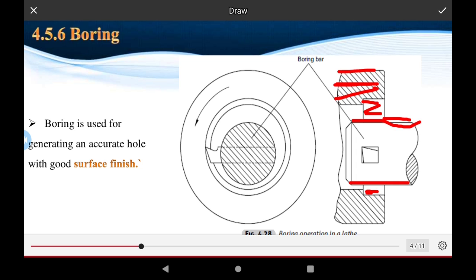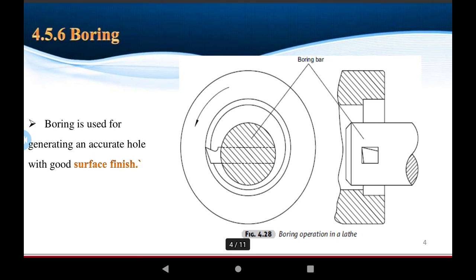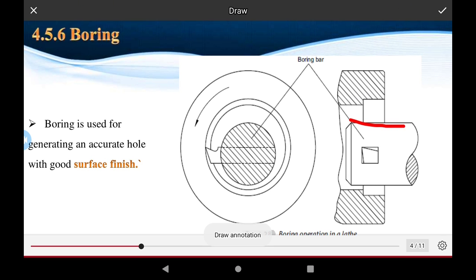This is the boring tool. This is the hole diameter, the diameter before making the holes, and this is the internal diameter of the holes.